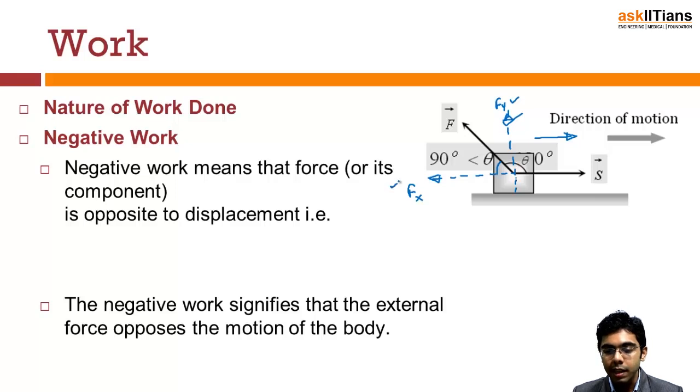Only this component, Fx, which is along the negative x direction, matters. As we can see, this displacement vector and this Fx are making an angle of 180 degrees with each other. That means they are opposite to each other. So cos 180, which we know is minus 1, comes out to be negative. So the work done will come out to be negative for this case. What exactly does it signify? The negative work signifies that the external force opposes the motion of the body.